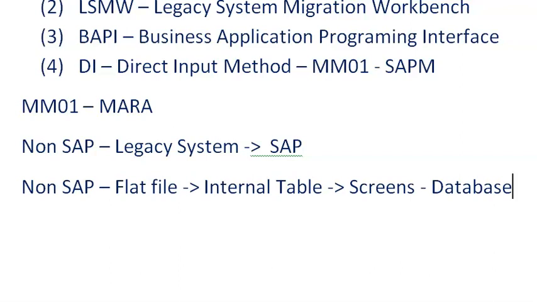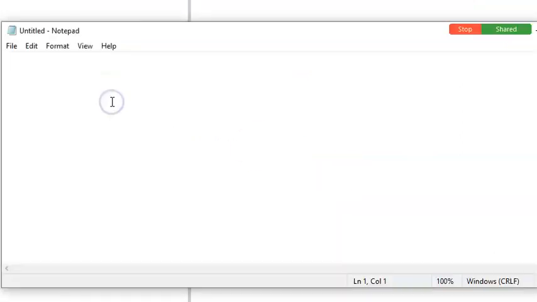Now first we will understand the process of getting the data from the flat file to the internal table. Once we get the data from the flat file to the internal table, we can go to the next step to get the data from the internal table to the screens. So let's do that now. Here I'm creating a flat file with some details, or I already have a flat file which I created in the past, which we can make use of.